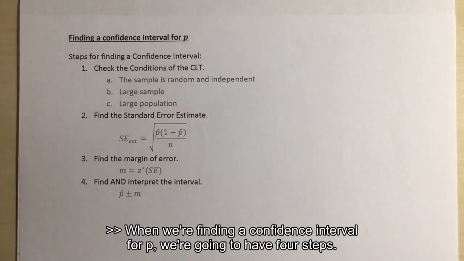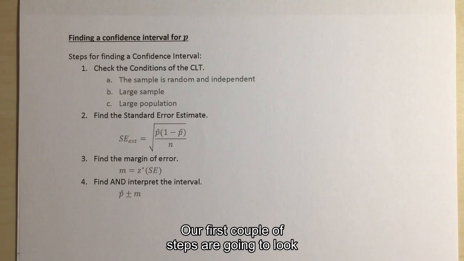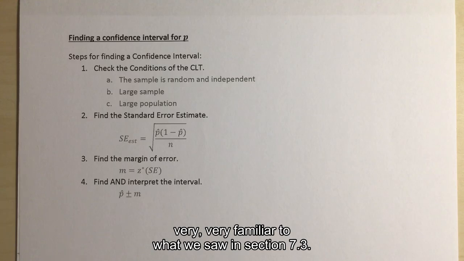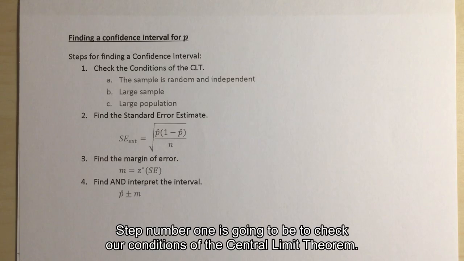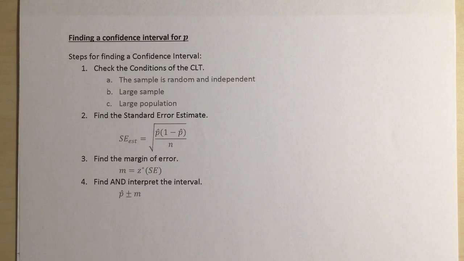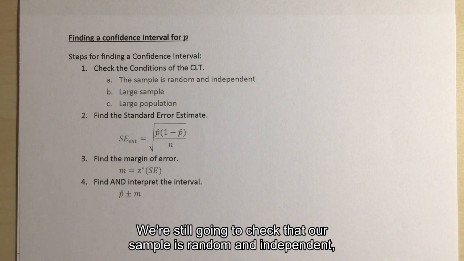Right, so when we're finding a confidence interval for P, we're going to have 4 steps. Our first couple of steps are going to look very familiar to what we saw in section 7.3. So step number 1 is going to be to check our conditions of the central limit theorem. So we're still going to check that our sample is random and independent.